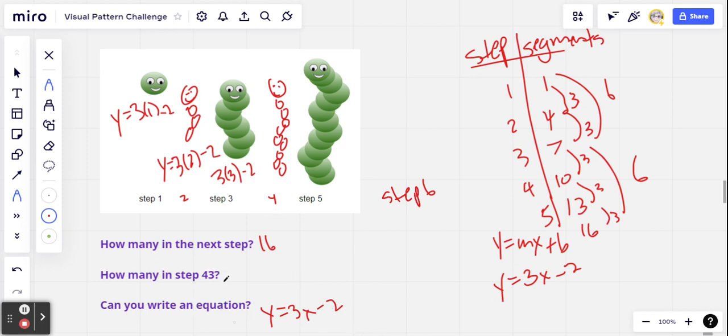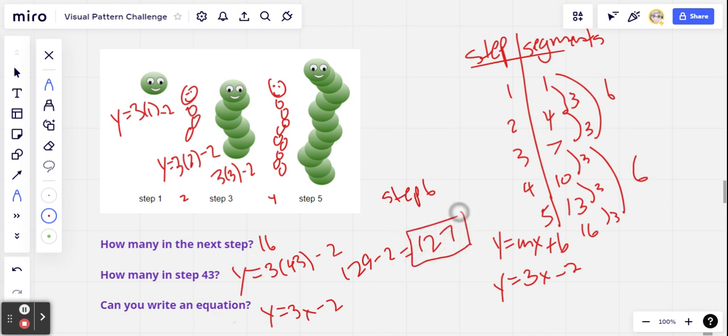All right, last, let's find how many body parts in step 43. So we'll plug in 43 for x. y equals 3 times 43 minus 2. And 3 times 40 is 120. 3 times 3 is 9. So that's 129 minus 2. And that equals 127. So 127 total body parts for our little caterpillar friend in step 43.